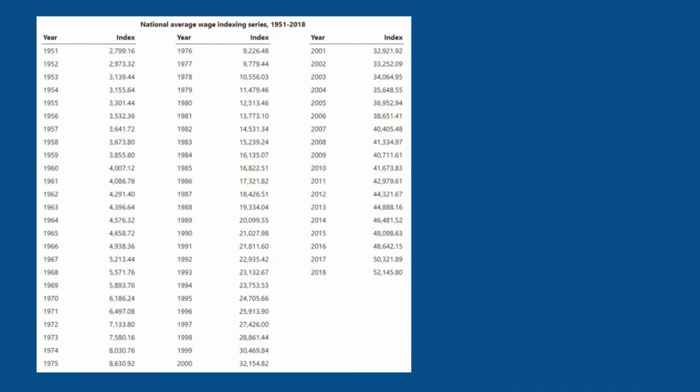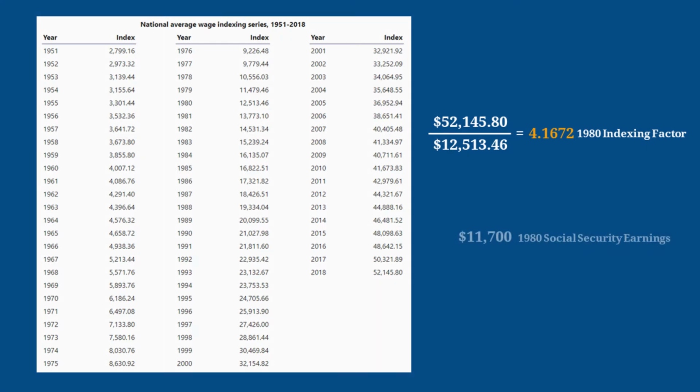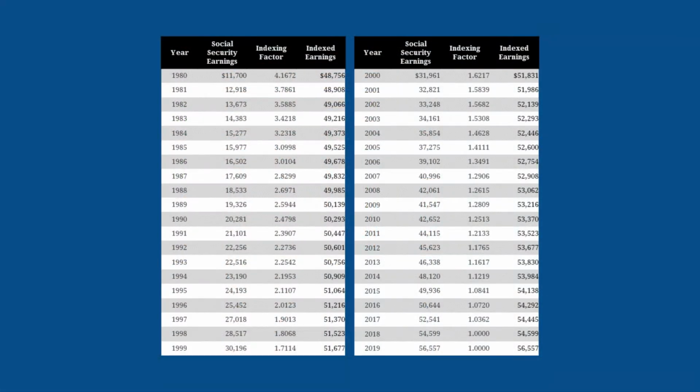To index your earnings from 1980, for example, you would take the National Average Wage Index for 2018, which was $52,145.80, and divide it by the National Average Wage Index for 1980, which was $12,513.46. That indexing factor would be 4.1672. Now multiply your 1980 Social Security earnings of $11,700 by the indexing factor, and you get your indexed 1980 earnings of $48,756. Do the same indexing process for every year's earnings up through 2018. Earnings in the year you turn 60 and all years thereafter are not indexed.